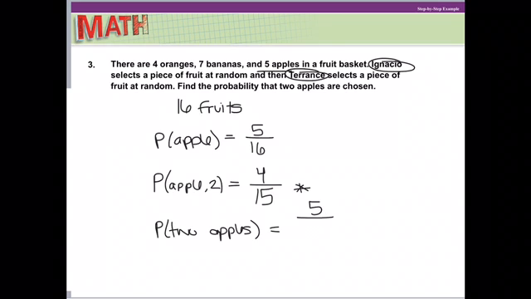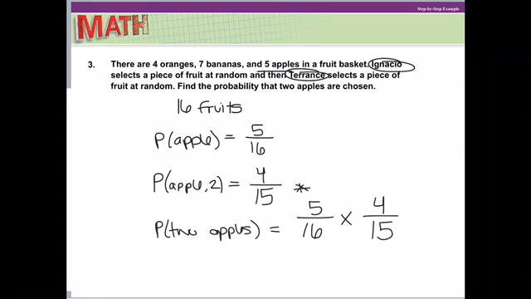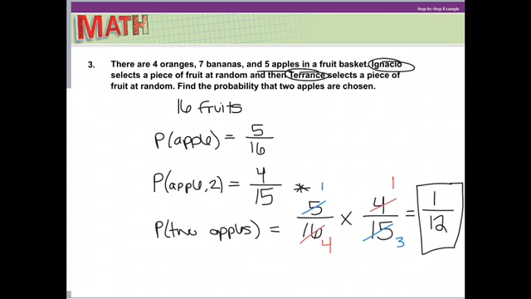So the probability of 2 apples being chosen, we will have to multiply those together, which would be 5 over 16 times 4 over 15. Now, I can simplify this. I'll divide this by 4, which gives me 1, this by 4, which gives me 4, and then I'll divide this by 5, giving me 1, and this by 5, giving me 3. When we just multiply across for fractions, 1 times 1 is 1, and 4 times 3 is 12. So the probability that 2 apples are chosen is 1 out of 12.